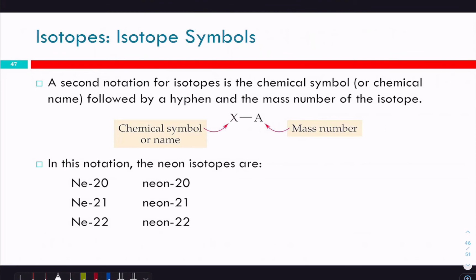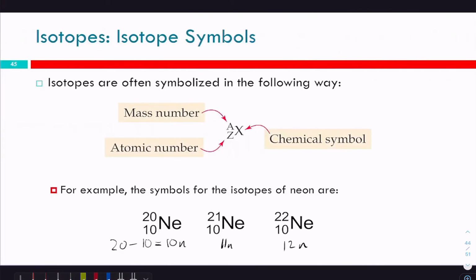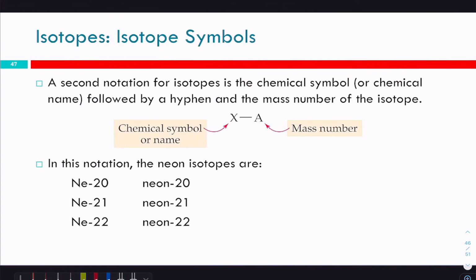So we talked about this first notation method where we put the mass number to the top left, the atomic number to the bottom left, and then the chemical symbol. We can also write out isotopes as the symbol or the name with a dash and then the mass number, because we can always go to the periodic table and look up the atomic number. So it's not really necessary information that needs to be given.